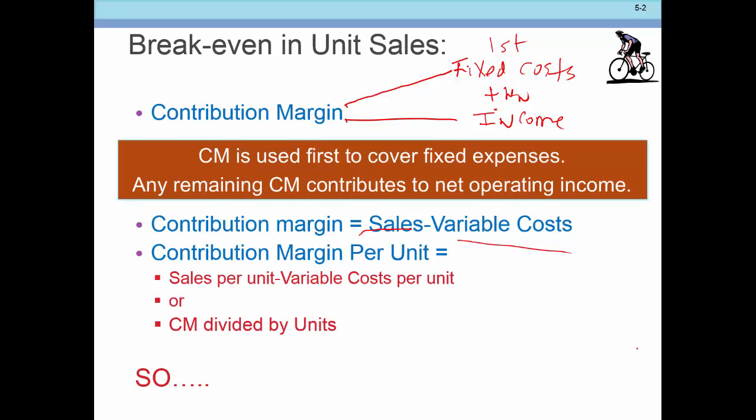Now, if I want the contribution margin per unit here, then what? Then I can either take, like I just showed you on that opening slide, my sales price minus my variable cost. That'll give my contribution margin per unit. Or I could simply take what? The entire contribution margin, which is my sales minus my variable cost, and divide that by the number of units. That will also give me the contribution margin per unit, right? Okay, so we've got a couple different ways that we can calculate our contribution margin per unit.